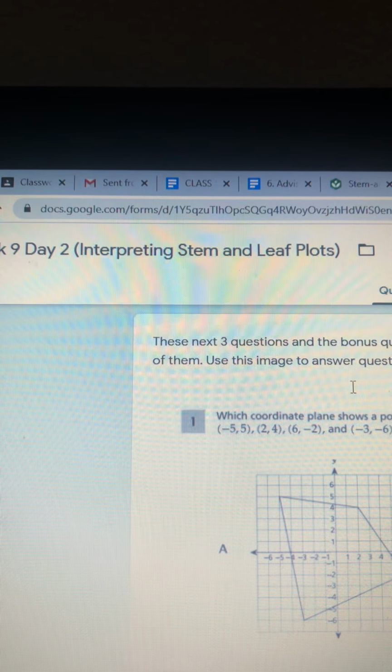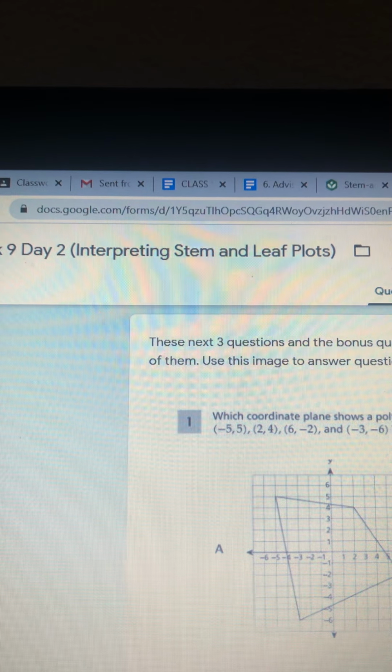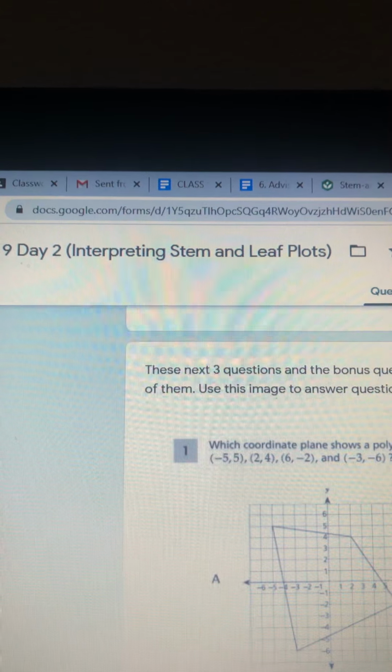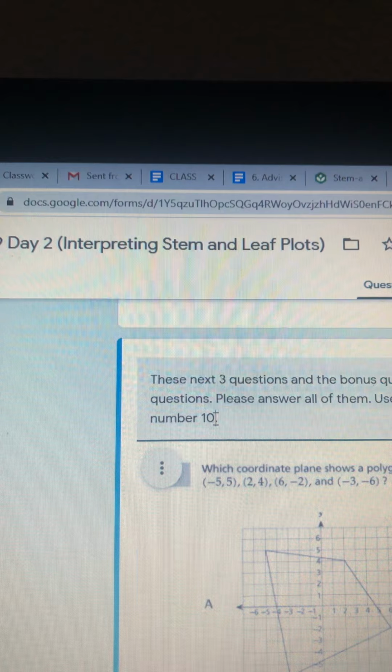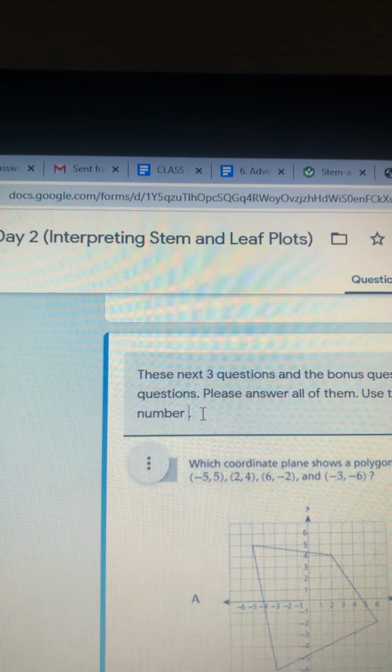Use this image to answer question number 10, but that should not be number 10. I don't even know why it's number 10. It should be number 8. All right, well, easy fix. That's a good thing about Google. You could just change it in the moment. There you go, right there.